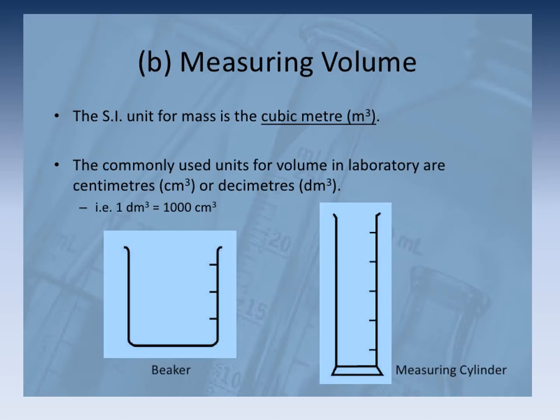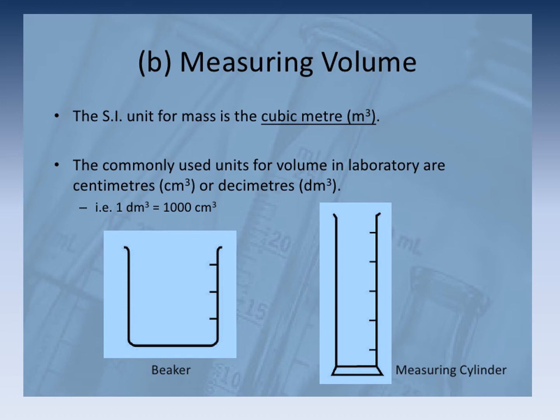Now the next is measuring volume. The SI unit for volume is the cubic meter, and commonly used units for volume in the laboratory are cubic centimeters or cubic decimeters. That is, 1 cubic decimeter is 1000 cubic centimeters. Now what is volume? Volume is the space occupied by that substance. We know this. The cubic meter, the cubic centimeter and the cubic decimeter are also used, which are the smaller values.